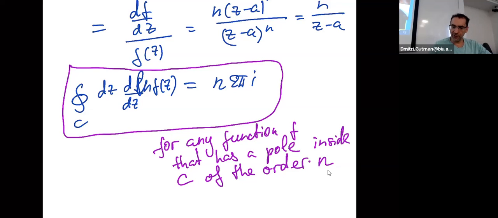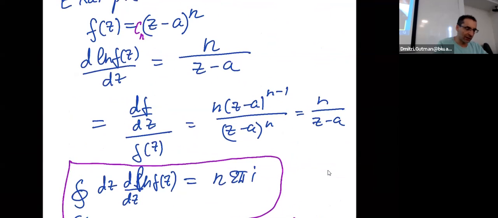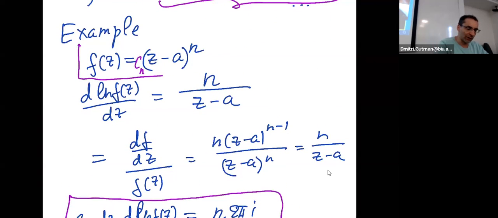Okay, so once we understood what happens with poles, let us see how, sorry, with zeros. Oh, I'm sorry, I'm terribly sorry. Totally wrong. Forget it. That has a zero inside C of the order n. Not a pole, a zero. So function f of z did not have a pole at all. It only has a zero of the order n.